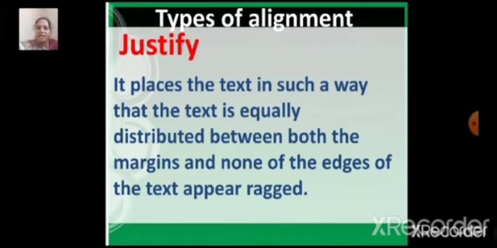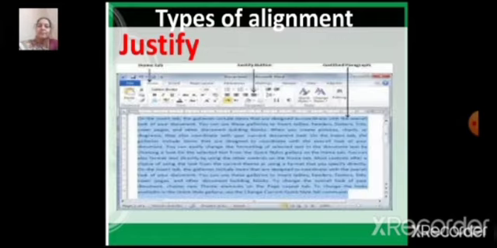It places the text in such a way that text is equally distributed between both the margins and none of the edges, the end line or end points of the text appear ragged. In the sense, it will not be uneven. There will be no space in both the end points. It will be equal. So here you can see a picture which shows you the justify aligned paragraph.